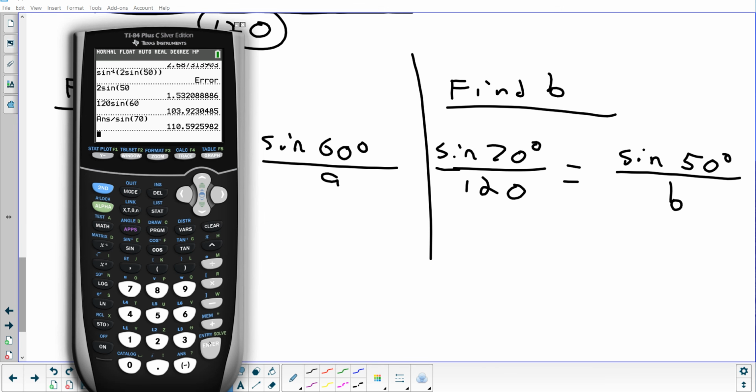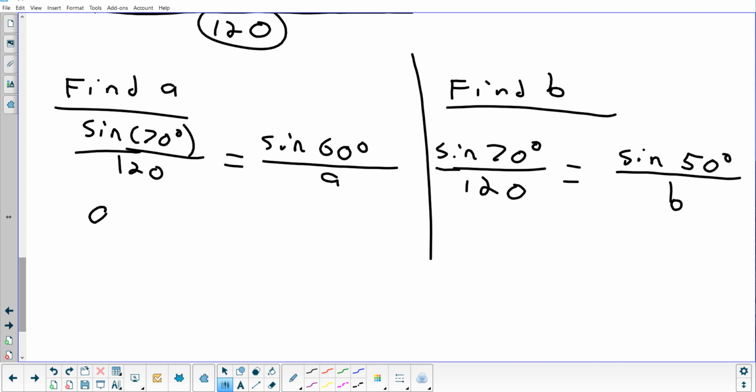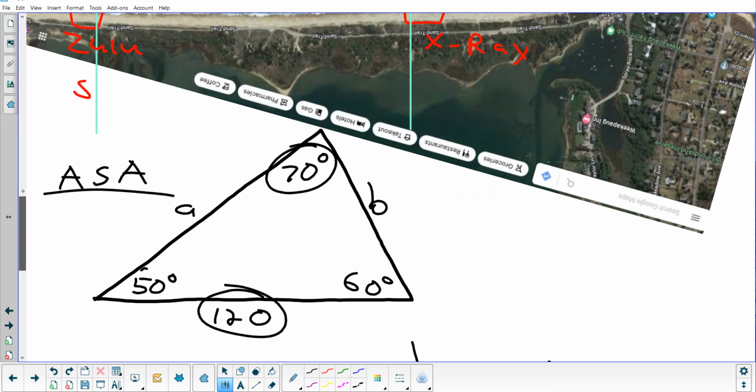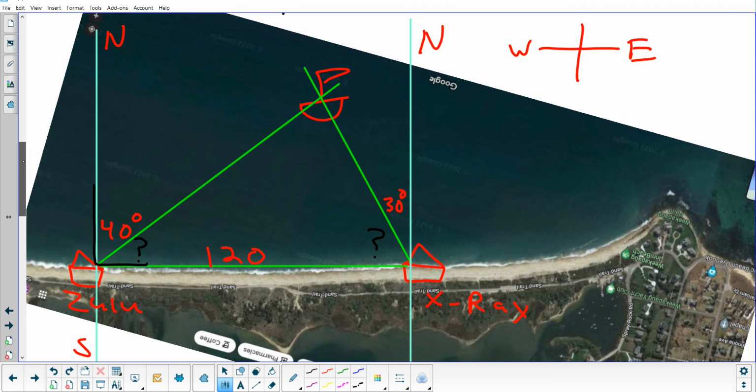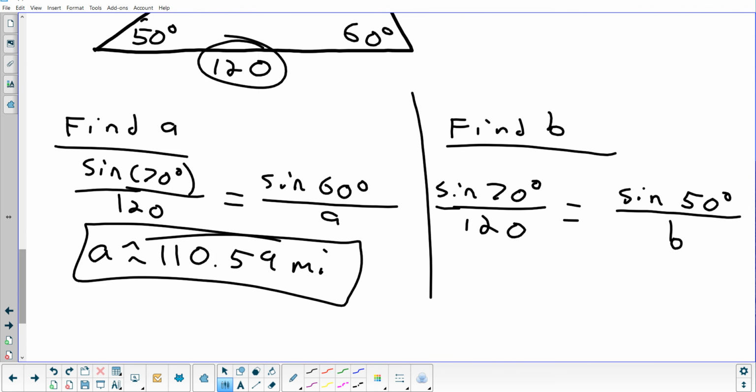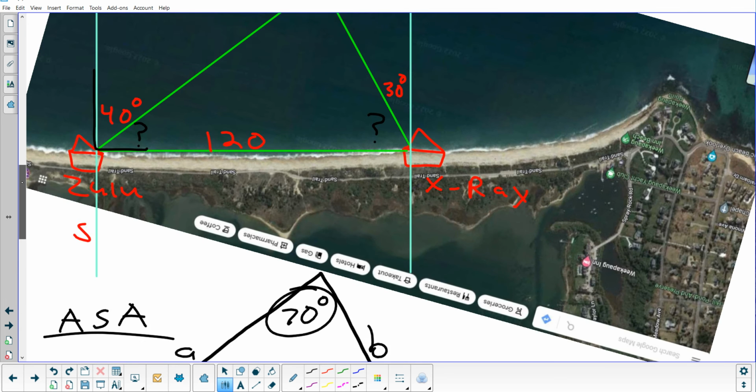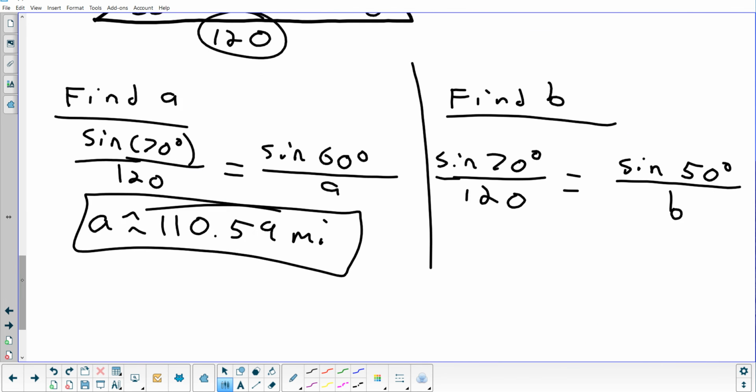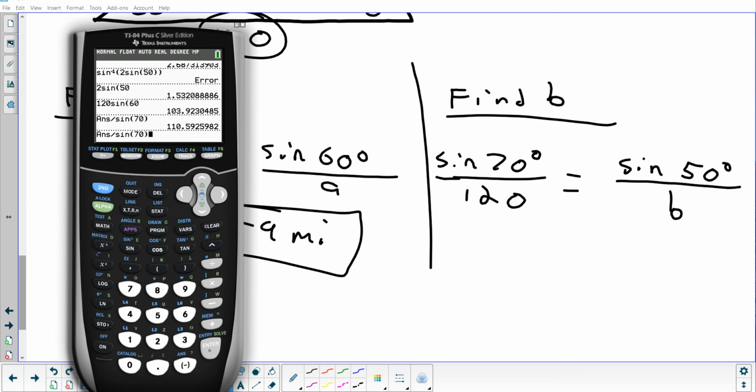It's 110.59 miles. So that's the distance from Zulu to the boat. And the distance from the other one, X-ray, to the boat? Since I didn't do it all in one step, I have to type the whole thing again. 120 sine 50 divided by sine 70. 97.82.